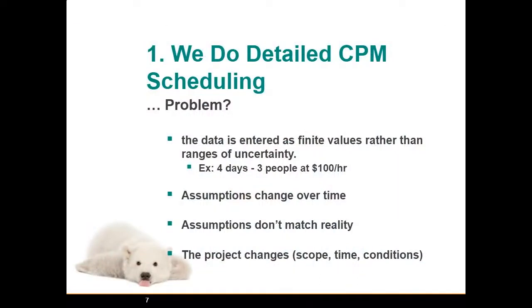Well, we do detailed CPM scheduling, but the problem is we enter all of the data as finite values rather than ranges of uncertainty. So we say this activity is going to take 4 days with 3 people working on it, and they're going to cost us $100 an hour. But the problem is that what if it takes us 5 days? Or what if the crew is 4 people? Or now the cost is $125 an hour?